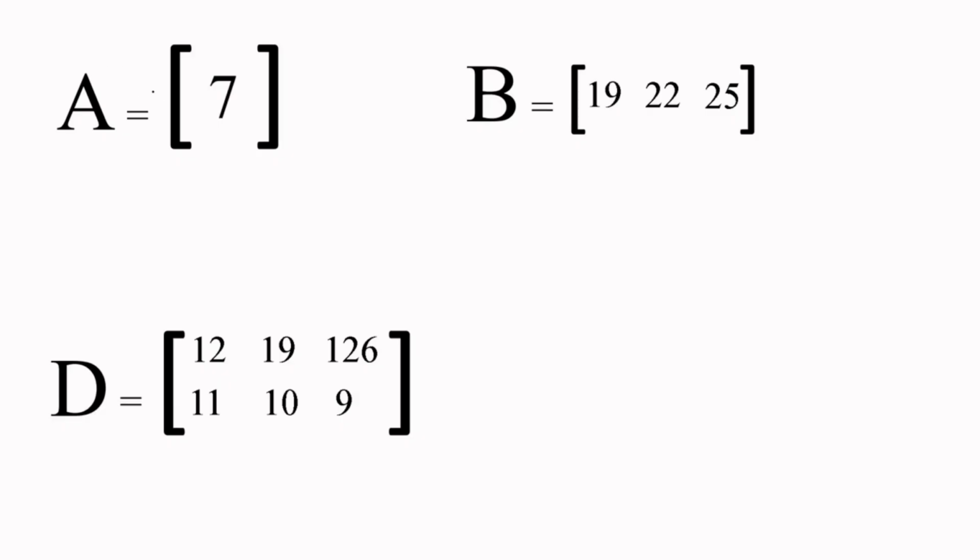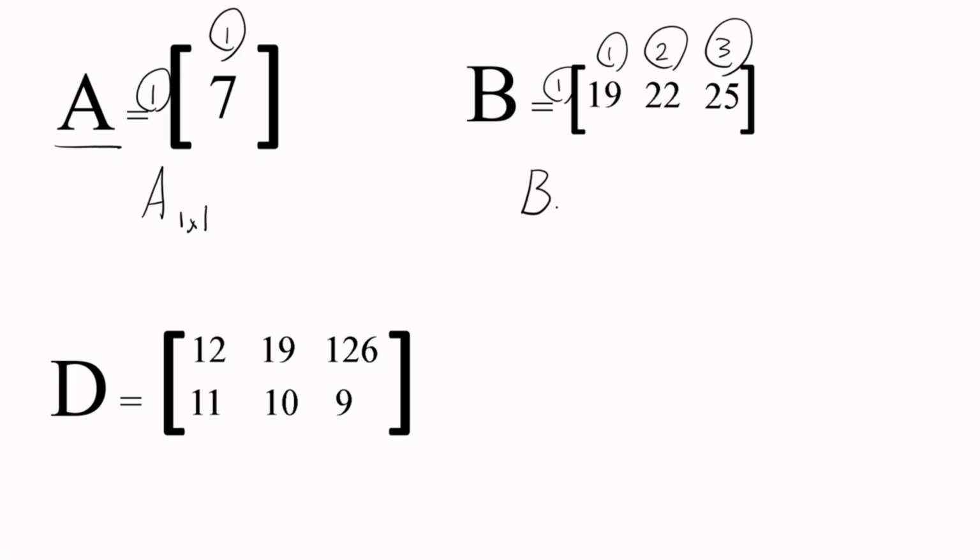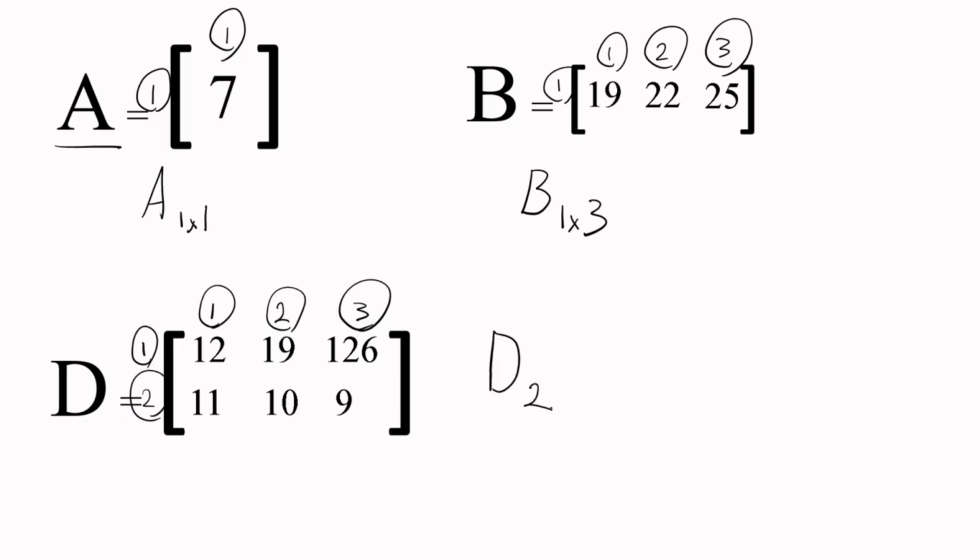Here, how many rows do I have? 1. How many columns do I have? 1. So I can write A 1 by 1 because the name of this matrix is A. And here I have 1 row and 1, 2, 3 columns. So I'm going to write the order like B 1 by 3. I have 2 rows in this one and I have 3 columns. So I'm going to show it as 2 by 3. This is the way that we show and identify the order of a matrix.